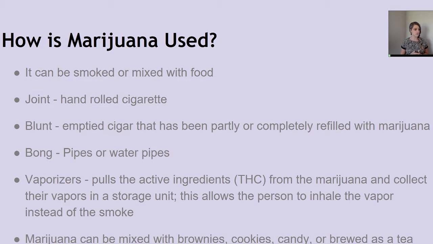So how is it used? It can be smoked in a pipe that has been partially or completely refilled with marijuana, a bong, which is pipes or water pipes, vaporizers, which pulls the active ingredient, which is THC, from the marijuana and collects their vapors in a storage unit, and then this allows the person to inhale the vapor instead of the smoke. Marijuana can also be mixed with brownies, cookies, candies, or it can be brewed as tea.